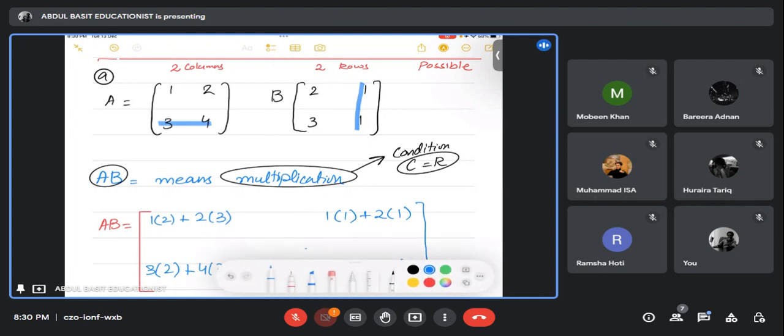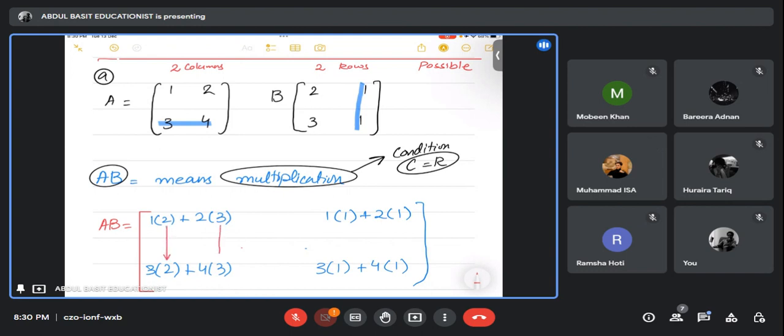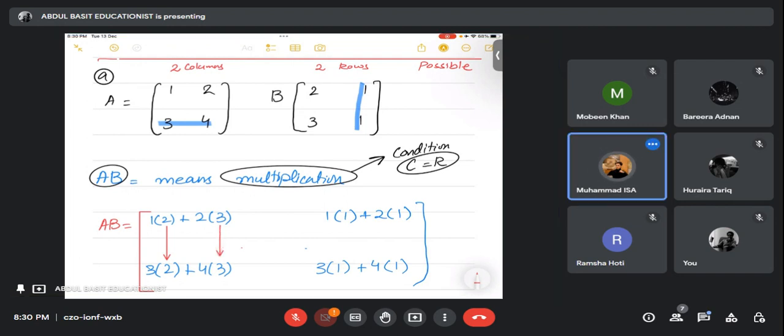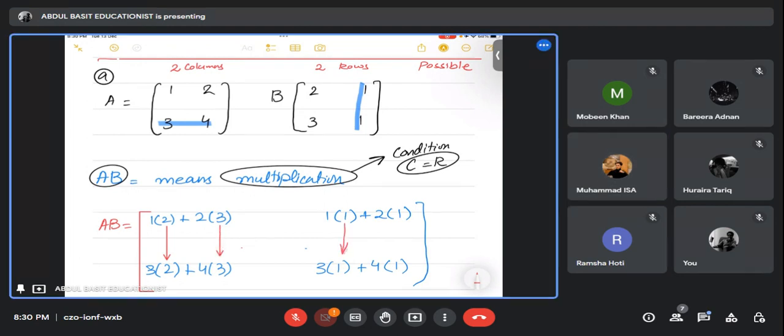Okay. Now please pay attention that whatever I wrote in the bracket, you can see that this is 2 and this is also 2. This is 3 and this is also 3. This is 1 and this is also 1. And this is 1 and this is also 1. It means there is no error. Okay, is this clear?